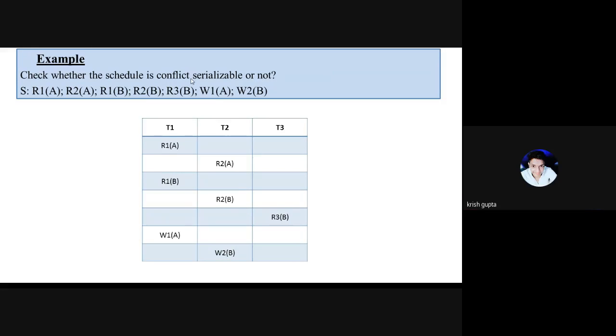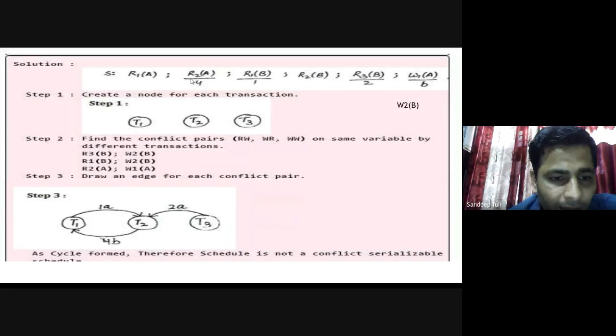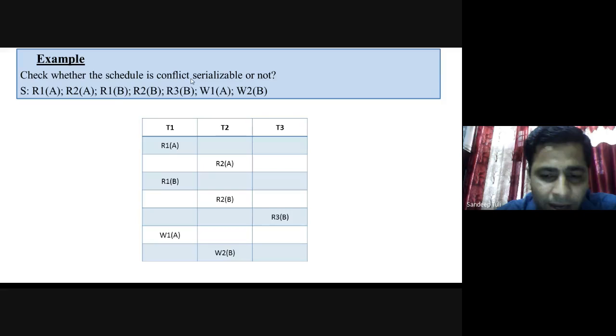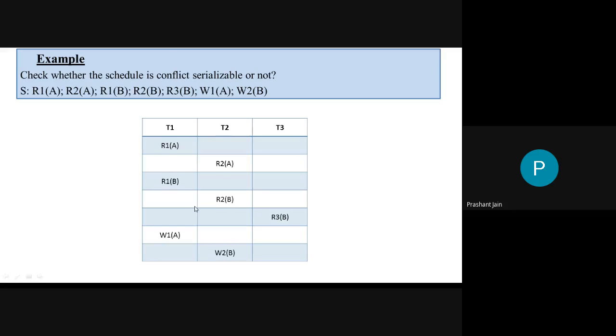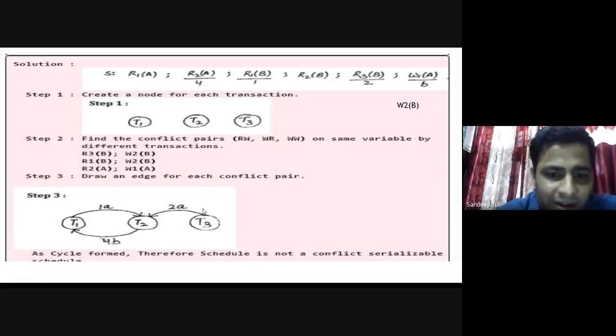Good. The second one is R1B and W2B. Whether they are conflicting or not? Yes, sir, conflicting. Good. The third is R2A and W1A. These two. Yes, sir, conflicting. So in this way we will identify the conflict pairs.